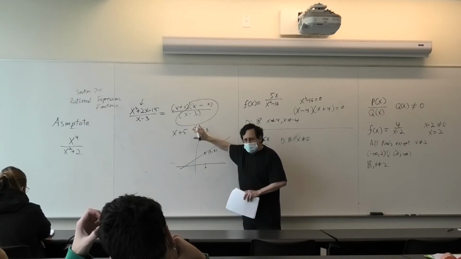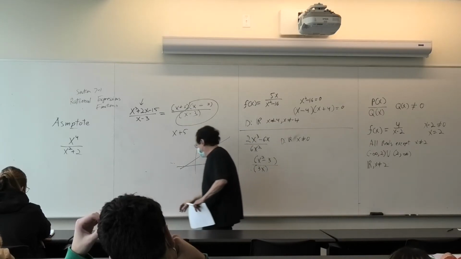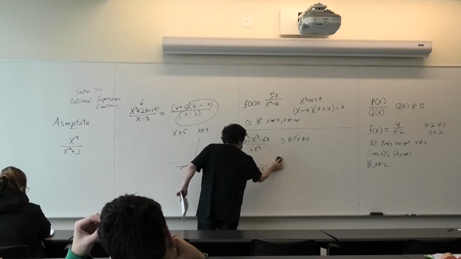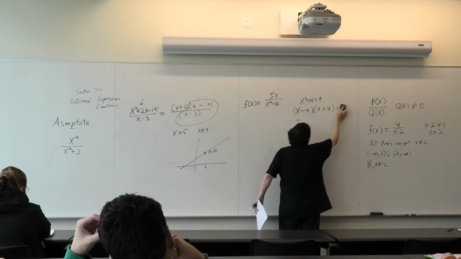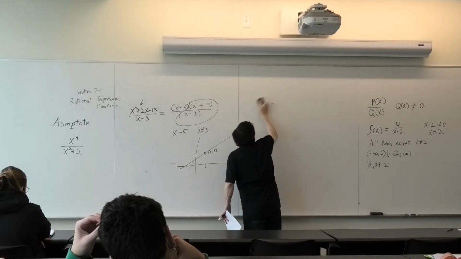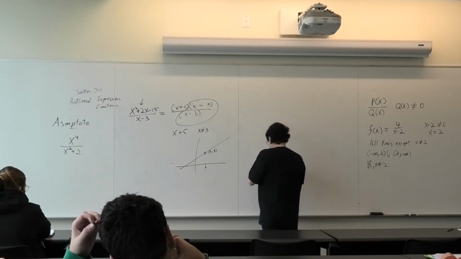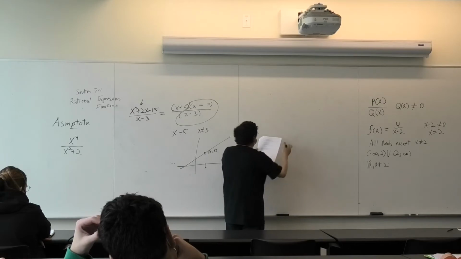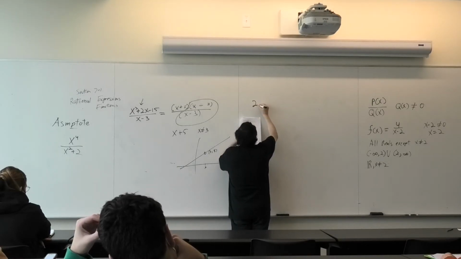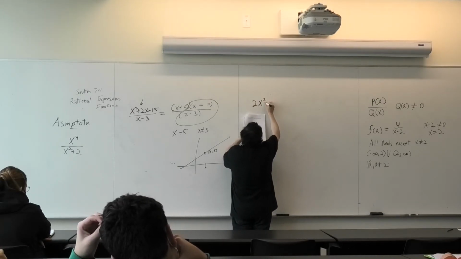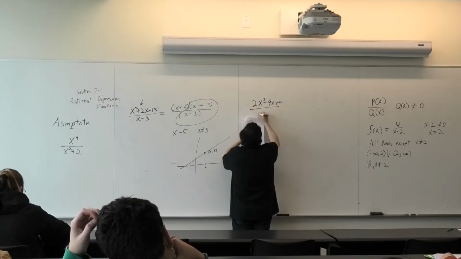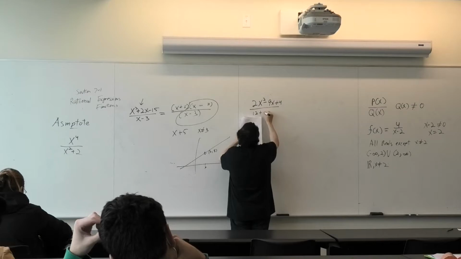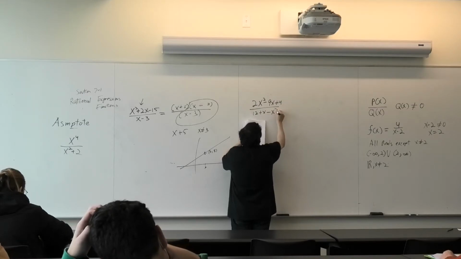There's another version of this you need to be aware of. It's just a simple difference, but you might not notice it right away. Now this is a more complicated example: 2x squared minus 9x plus 4 over 12 plus x minus x squared.